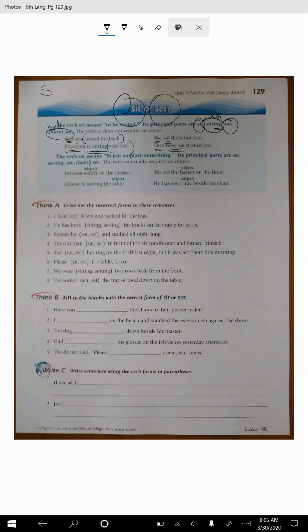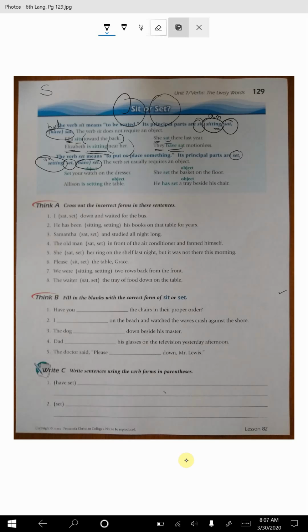All right, set, on the other hand, means put something down. Today I set, that's present. I am setting, present participle. Yesterday I set the book down, and I have set the book down. Okay? So set your watch on the dresser.